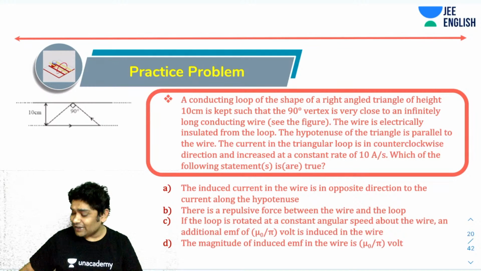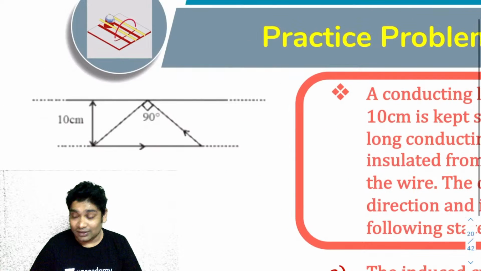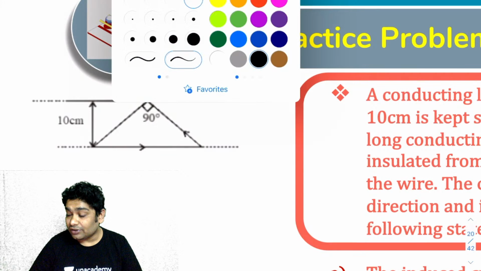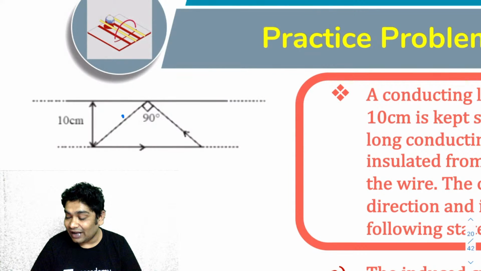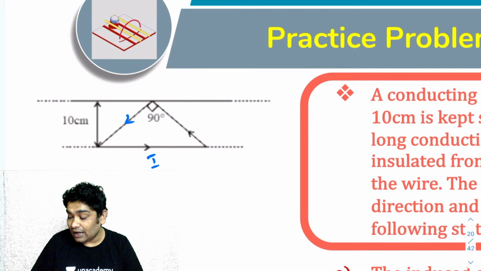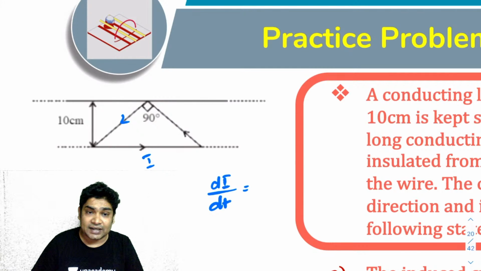So why don't you guys give this problem a try? This is a very, very tricky problem. So here is the situation. You have an infinite wire here, and a triangular loop here. The triangular loop seems to be carrying this current I, which is changing at a constant rate, and you've been told that di over dt is 10 amperes per second. So it is increasing at a rate of 10 amperes per second.